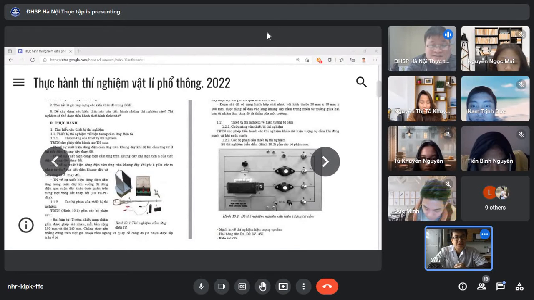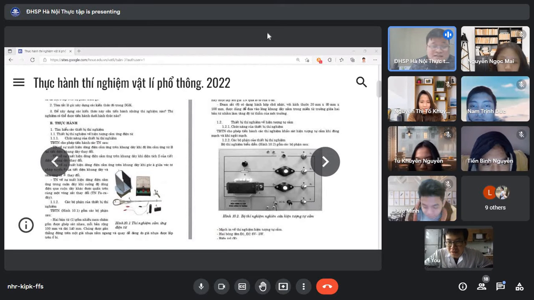Không, ông đang nhìn vào đâu đây? Tôi đang bỏ 10.2 cơ mà. Đây, tôi đang nói 10.2 cơ mà. Cái mạch điện cơ mà.